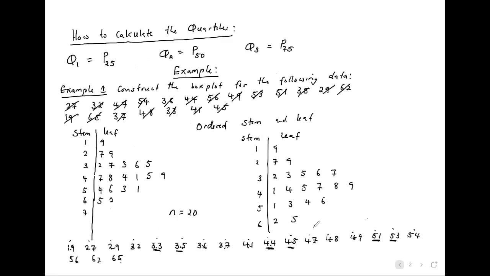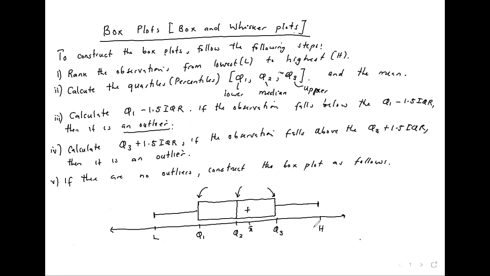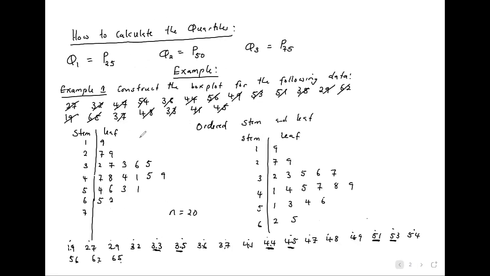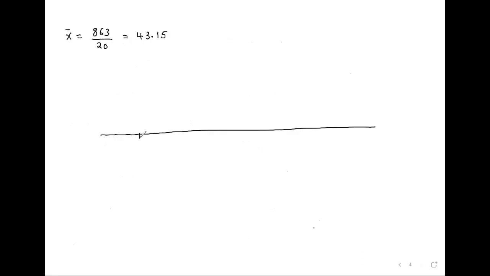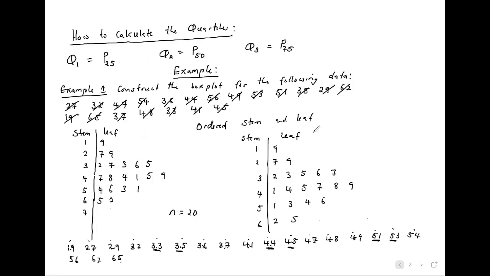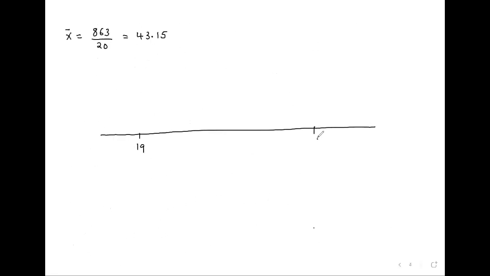And you can see, when you have those things, then you plot like this. You get the lowest value, the highest observation, quarter 1, quarter 2, the mean, quarter 3. So we arrange them. The lowest observation that we have is 19. And the highest observation that we have is 65. So you put 65.